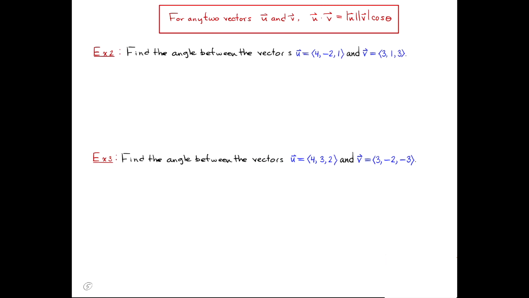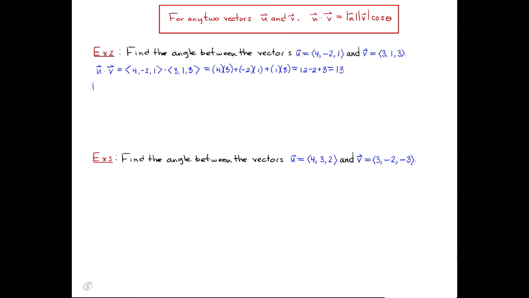Let's find the angle between the two vectors, u equal to 4, negative 2, 1, and v equal to 3, 1, 3. To find the angle between the two vectors, let's start by finding u dot v. U dot v is equal to the dot product of 4, negative 2, 1, and 3, 1, 3. So then we'd have 4 times 3 plus negative 2 times 1 plus 1 times 3. That simplifies to 12 minus 2 plus 3, which is 13.